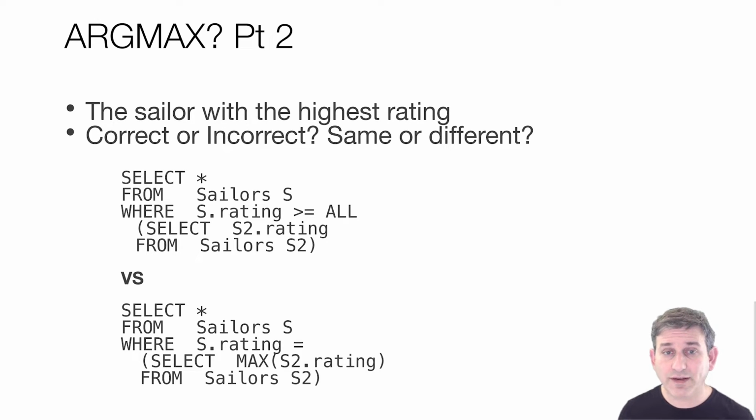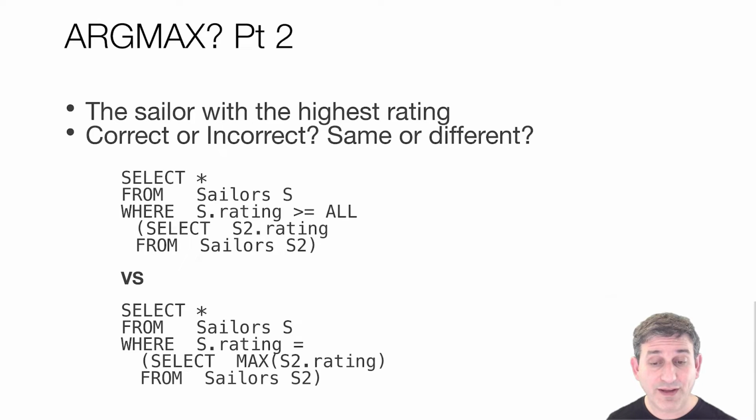Let's look at the second query on the screen here. Select star from sailors s where s.rating equals a subquery: select max s2.rating from sailors. So the subquery finds the max, and the outer query looks for sailors whose rating equals the max. That is also an argmax query. You should be able to convince yourself that these two queries will give you exactly the same answer. They're just minor rephrasings of the same idea.